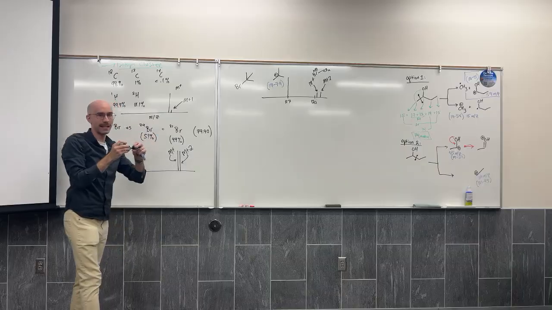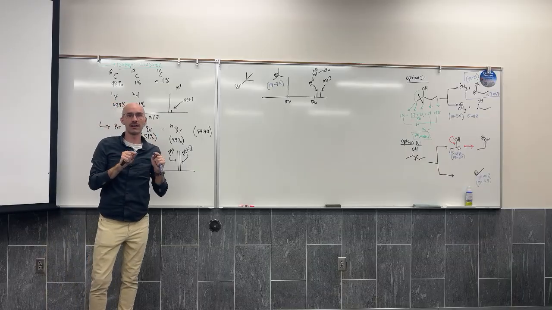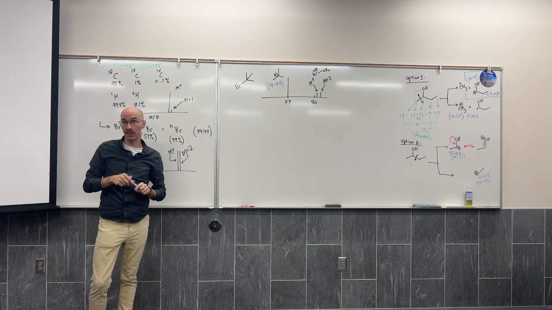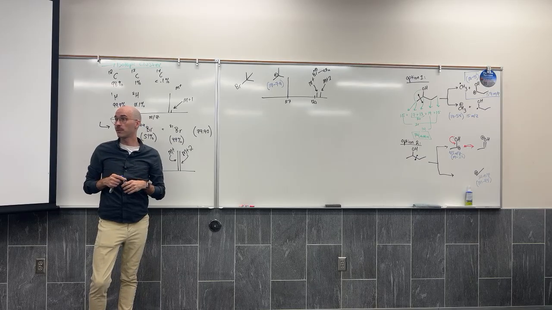Notice how I'm just drawing it as one of bromine's lone pairs has been lost. Is that a bromine 79 that lost its lone pair? Yes. Is it a bromine 81 that lost its lone pair? Yes. It's both of them, which weigh different things and hit the detector at different places.